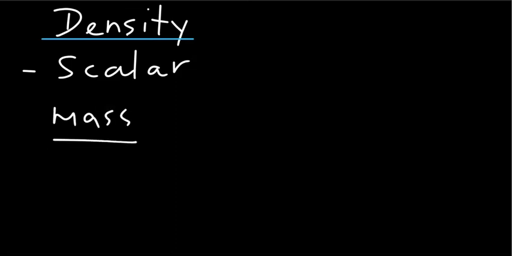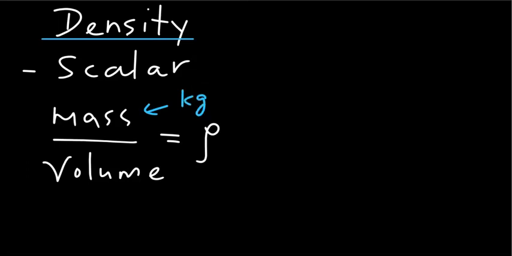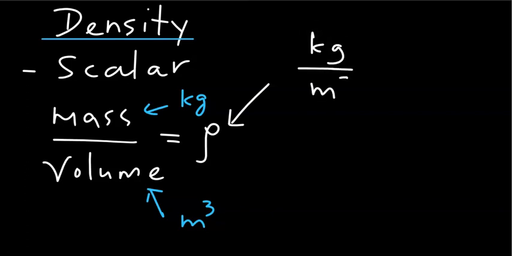Let's begin with the density of an object. Density is a scalar, so it has only magnitude. It is defined as mass over volume of an object: the mass of the object over the volume of the object, and we use the symbol rho to define it. Since mass is measured in units of kg and volume is measured in units of cubic meter, the SI unit for density is kg per cubic meter.